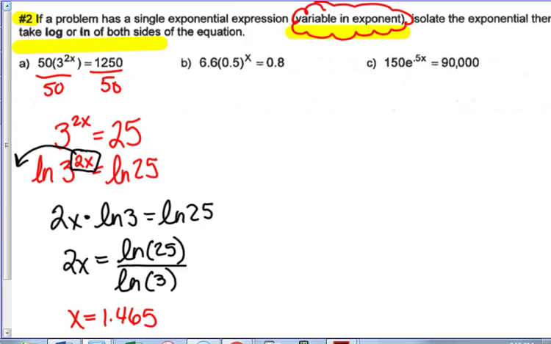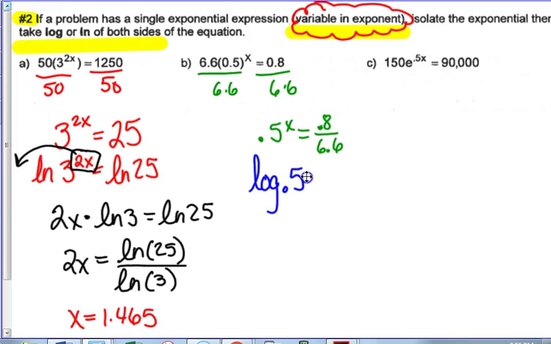All right, moving on. First step, divide by 6.6. So we have 0.5 to the x equals, I'm actually going to just leave this so that I don't have to do any rounding until later. Okay. Then we're going to do what? The x is in the exponent, so we have to take the log of both sides. I'm going to do log this time. It doesn't matter.